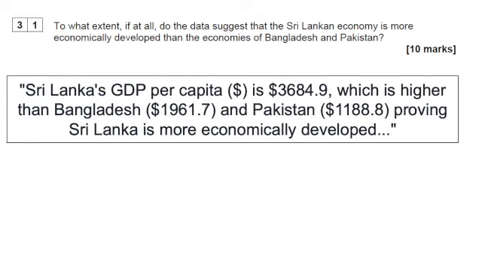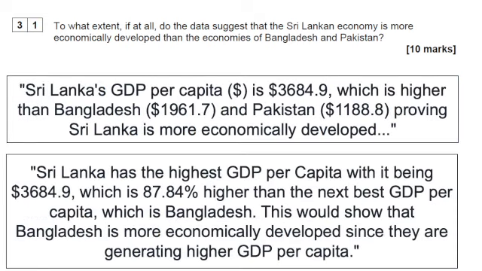So, this was a common mistake that was made, first of all. I've got 2 examples of this. So, number 1, Sri Lanka's GDP per capita is this, which is higher than Bangladesh, which is this, and Pakistan, which is this, proving that Sri Lanka is more economically developed. Well, why does it? That's almost like a point that you get on the mark scheme, but the mark scheme is not providing those chains of reasoning because it doesn't have to. It's just giving you some ideas.